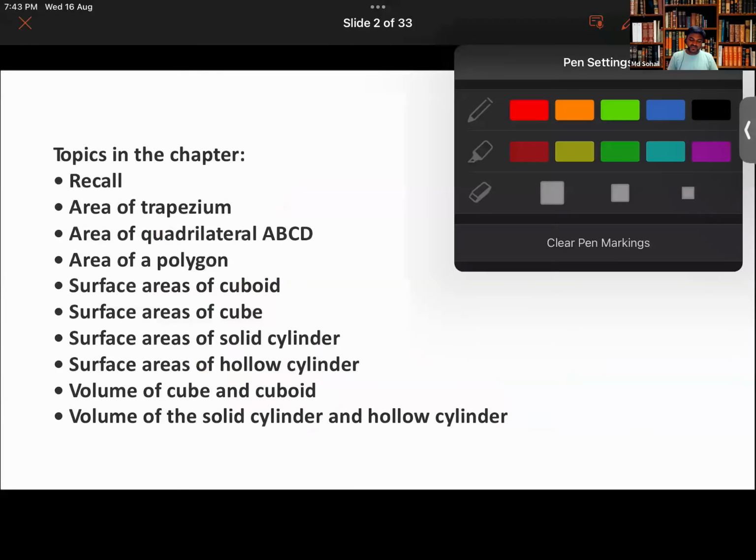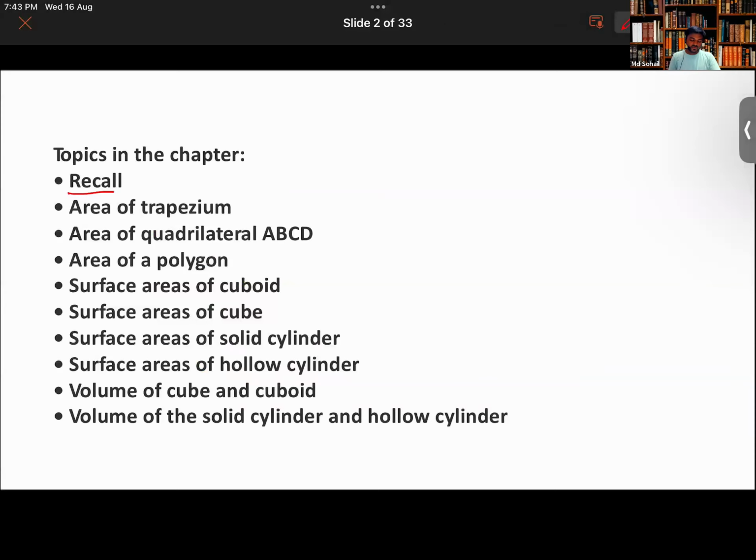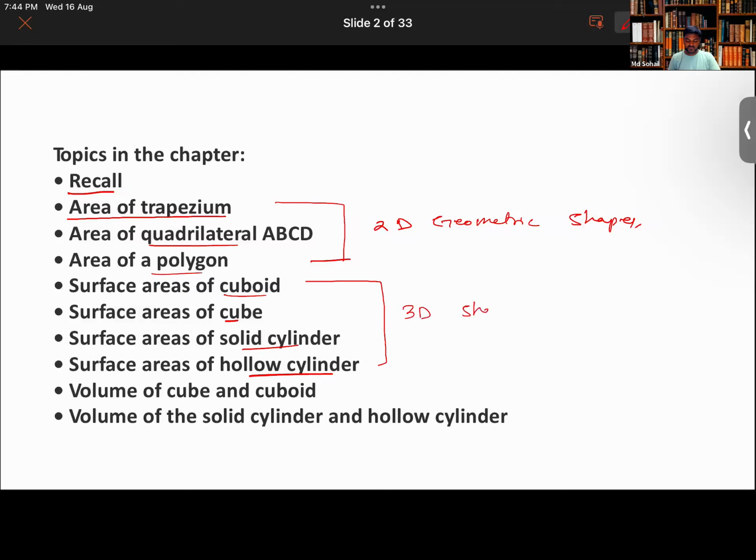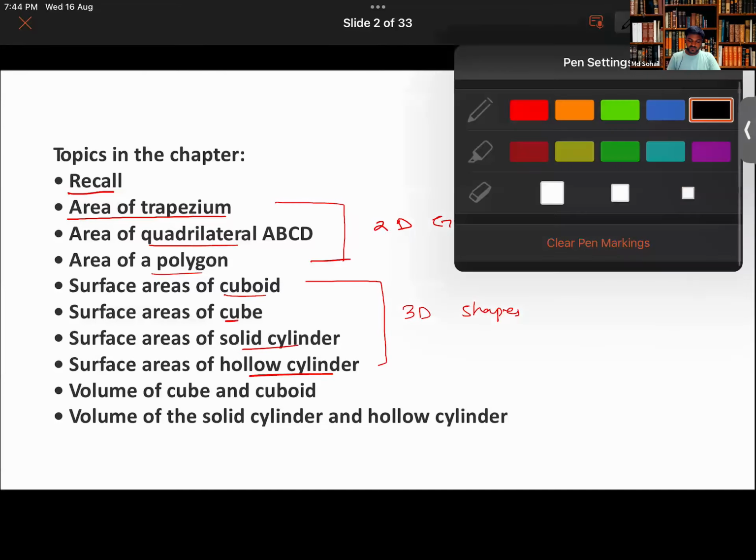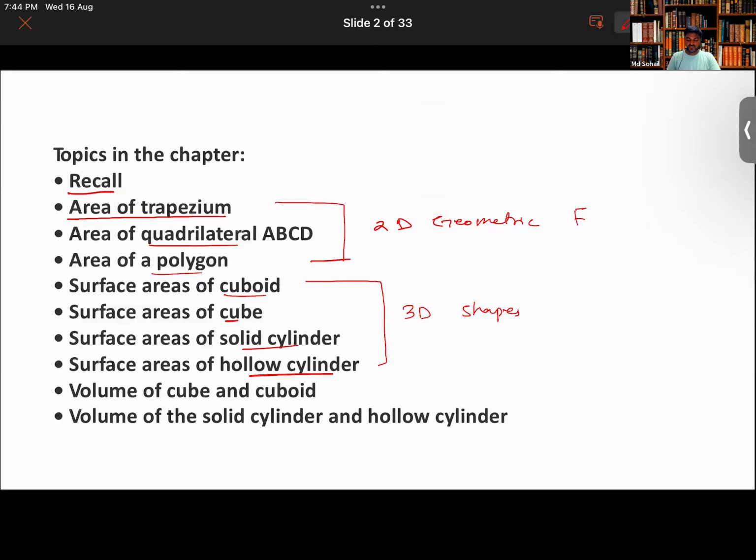First, we will be recalling some basic concepts. Then we will talk about area of trapezium, area of quadrilateral, polygon. These are your 2D geometric figures. We will study how we calculate their area, how we calculate their perimeter, etc. Right. Then, coming to the 3D figures like cuboid, cube, solid cylinder, hollow cylinder, we will be talking about how we calculate their surface area. And we will also talk about how we calculate their volume as well. Here it's better to call them 2D geometric figures only, not shapes.